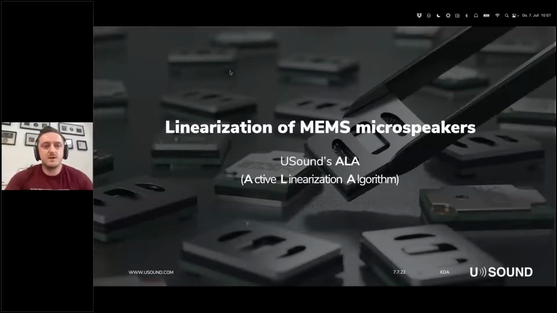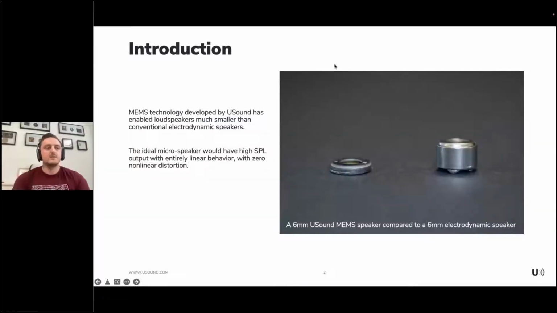Nice to see you. So today we will be talking about nonlinearities in microspeakers and how to compensate for them using an active algorithm. Using MEMS technology that we developed at USound, we have been able to develop loudspeakers that are much smaller than conventional electrodynamic loudspeakers, while still performing at the same or comparable sound pressure levels.